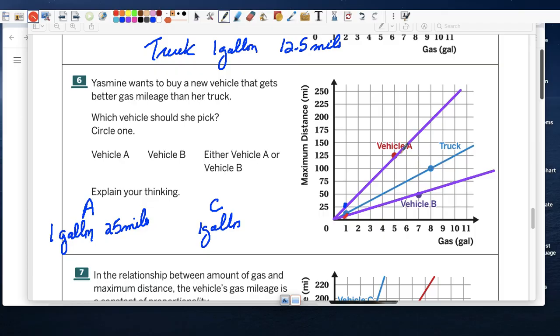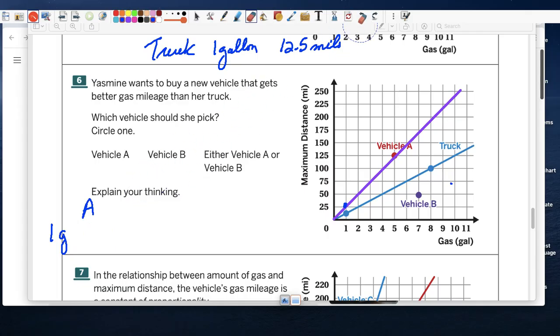And definitely lower than vehicle A. Vehicle A is a little better. It's not great. It's a little better. So vehicle C, I'm having problems finding the unit rate. How far I can drive with 1 gallon of gas. So here's what I'm going to do. Let me erase everything, so you can use the graph.